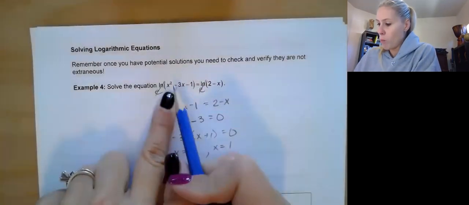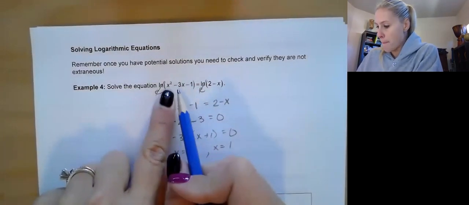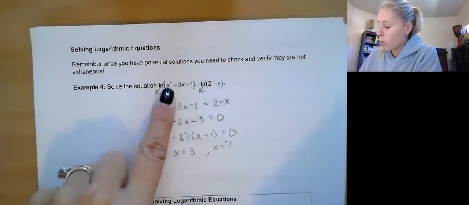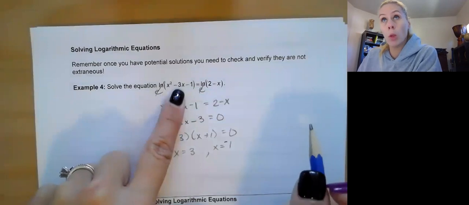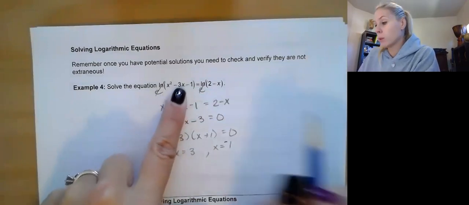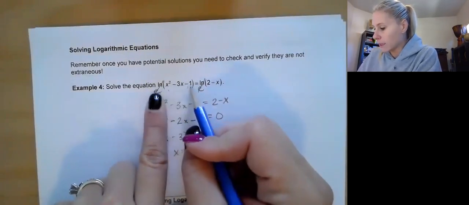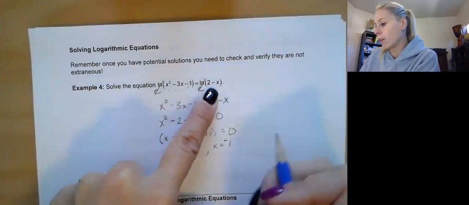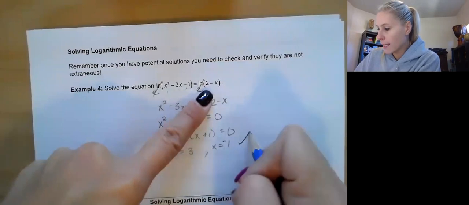If I plug in 1, I get 1 minus, oh, this should be -1, sorry. 1 plus 3, which is 2. 2 minus 1 is 1. So we're good on this side. Let's check both sides. -1 here. That's 2 minus -1. So yes, -1 works.